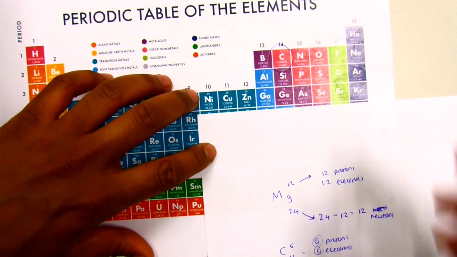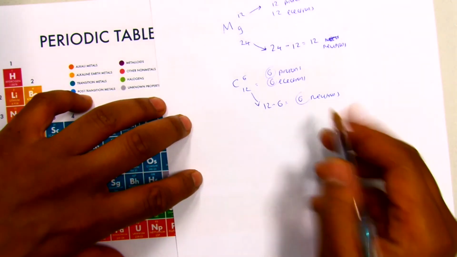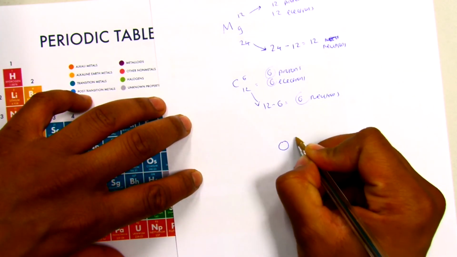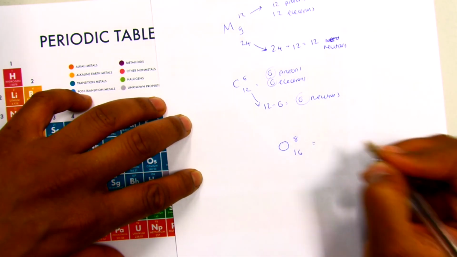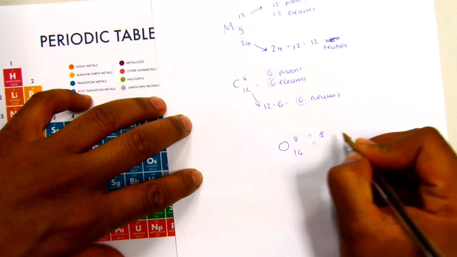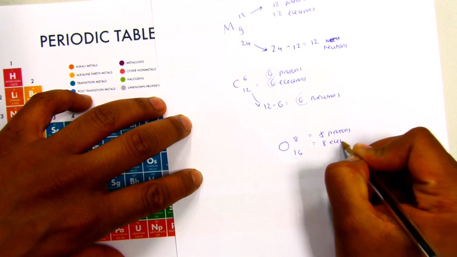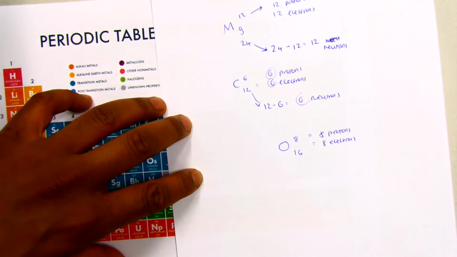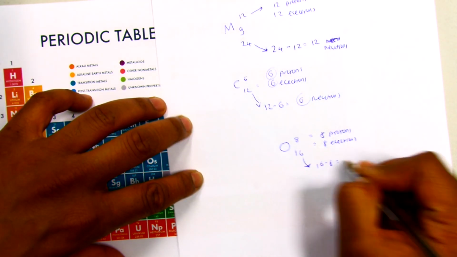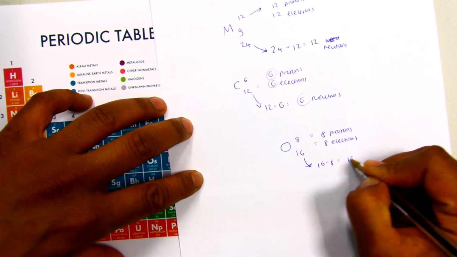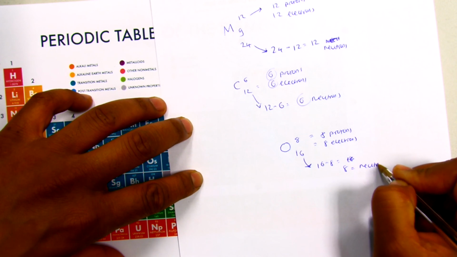So let's have a look at oxygen. Here we are, oxygen there. Let's write the symbols in. Oxygen has the atomic number of 8 and a mass number of 16. So if we do the maths, this is made up of 8 protons and 8 electrons, and then for the neutrons, 16 minus 8 is 8. It's also made up of 8 neutrons.